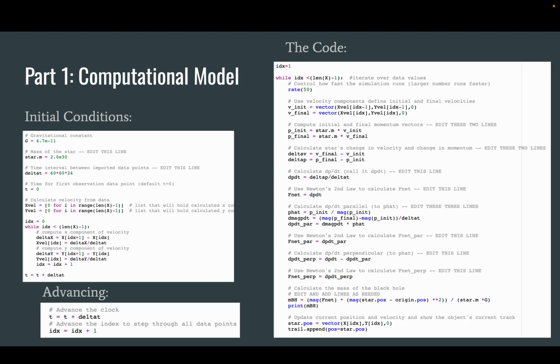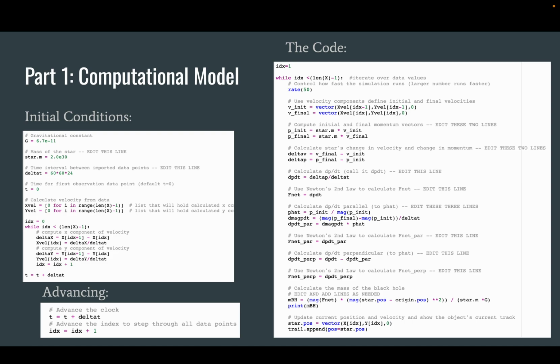Part 1 of the lab. First, we must establish our initial conditions: the gravitational constant, the mass of the star, and our change in time. Then, as seen on the right in the code, we inputted the important equations mentioned previously to calculate net force, its components, and the mass of the black hole.